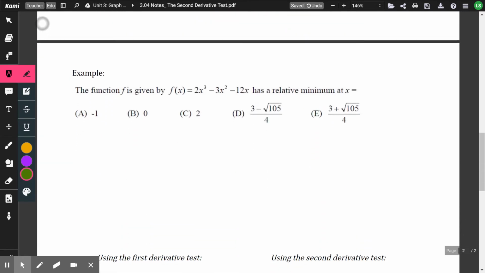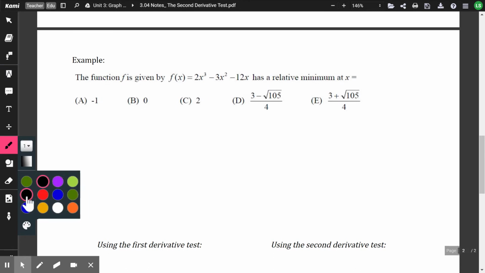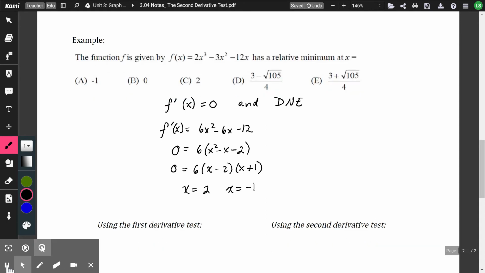So here's our example. We're going to look at both the first derivative test and the second derivative test to solve this particular problem. We have our function f of x, and we're trying to determine where its relative minimum is going to be located. Whether you use the first derivative test or second derivative test, you're both going to start them off the same way by finding f prime and setting that equal to 0 and does not exist to find your critical values. So our two critical values end up being x equals 2 and x equals -1.